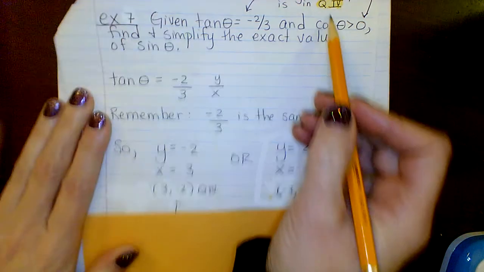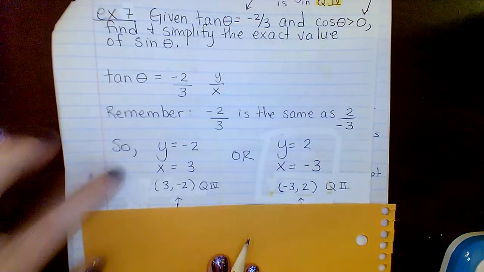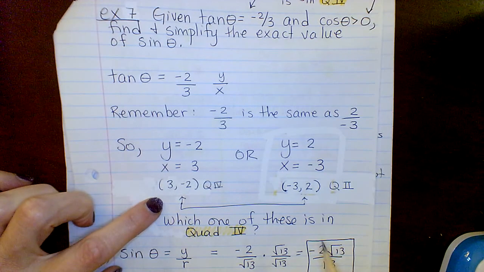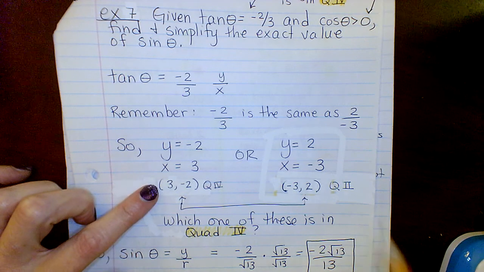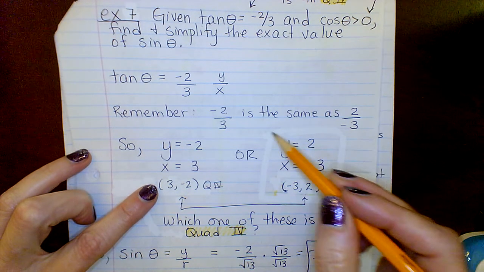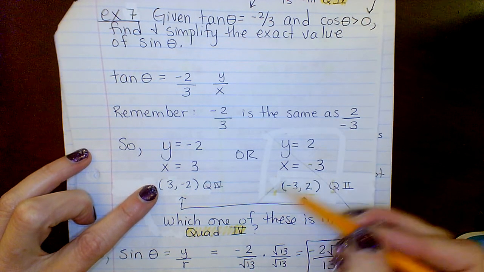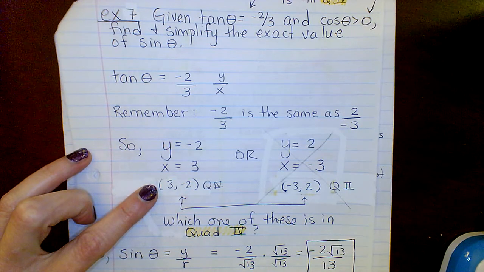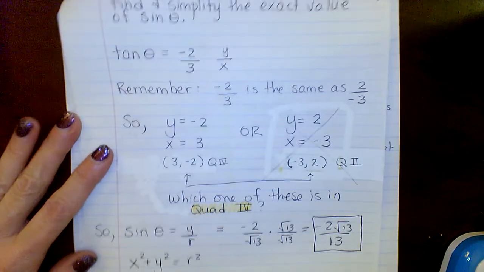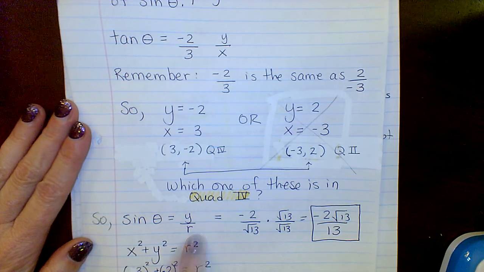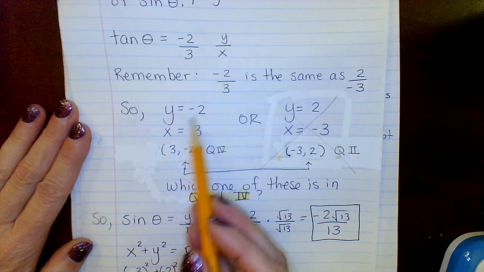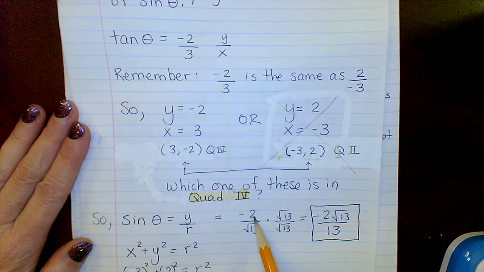This up here told me, hey, you're in quadrant 4. So I know I'm going to use this one. All right, so this is the quadrant 4 one. So this one we are not going to use. That means sine then is y over r. From this point, we get that y was negative 2.